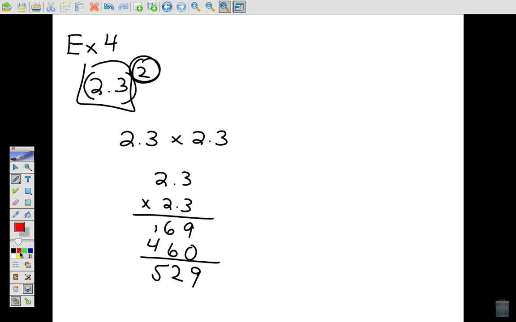Now let's place the decimal point. It was moved once here from the right, once here from the right. Total of twice. So I start on the right, and I move it twice. So my answer is 5.29. And this is a little bit more of an explanation on multiplying decimals for Lesson 39.